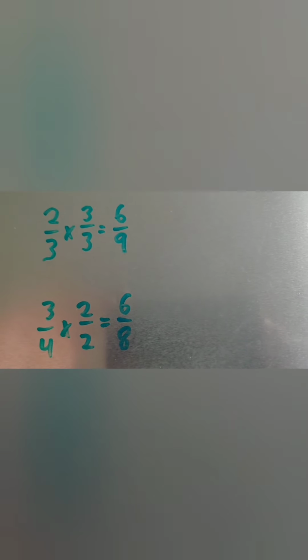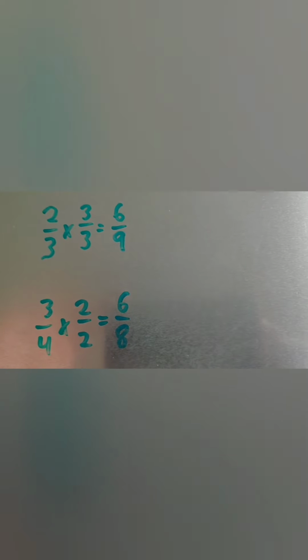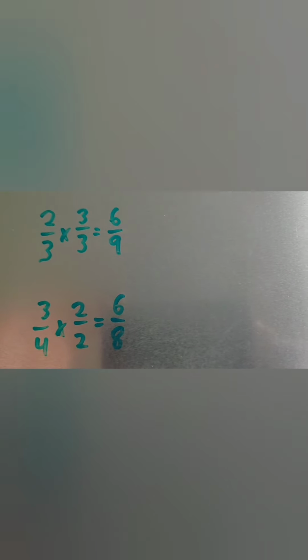And now that I've expressed both fractions as fractions with numerators of 6, I can compare 6/9 and 6/8 using the rule that we learned that when we have two fractions with the same numerator, the fraction with the smaller denominator is greater.